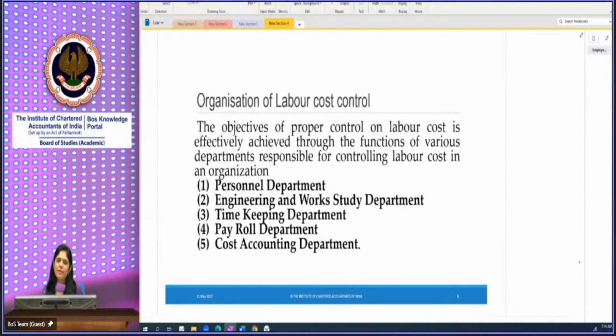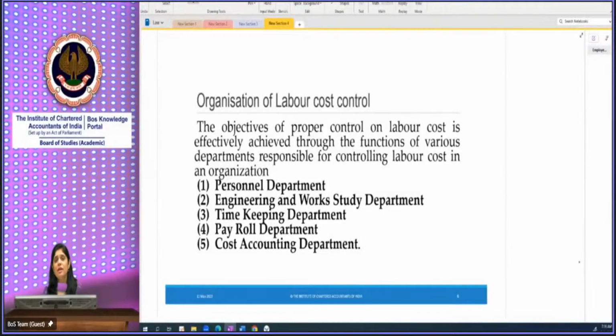So what all departments are included in that, or what all stages are there? So we have to do the cost control at every stage. All right, not at the last stage, but at every stage, starting from even before the production starts and ends even after the production ends. All right. So whatever the departments are responsible for controlling the labor cost: personnel department, we call it the HR department also. Engineering and work study department.